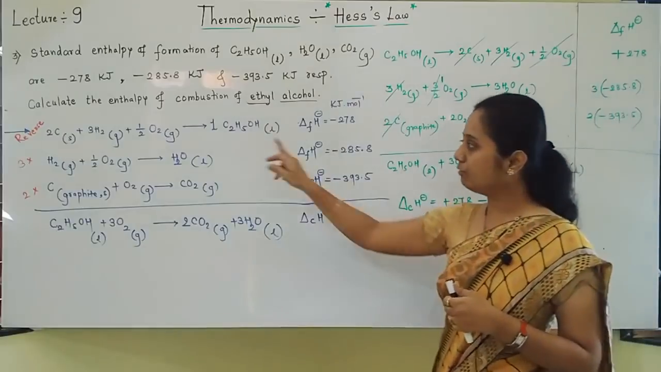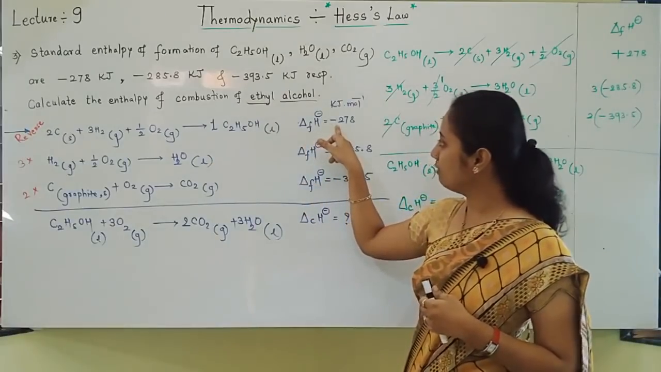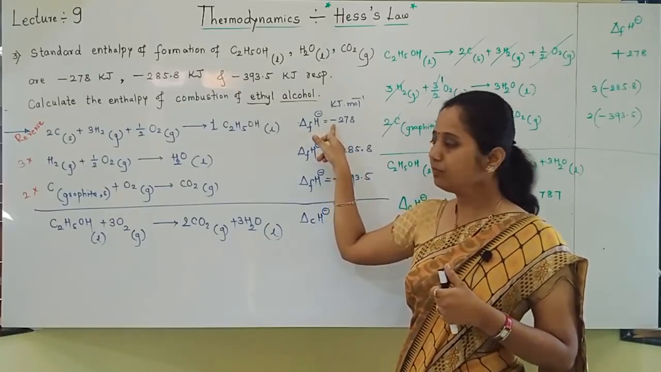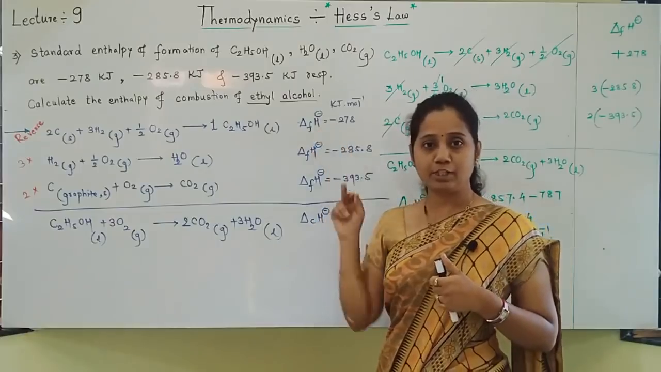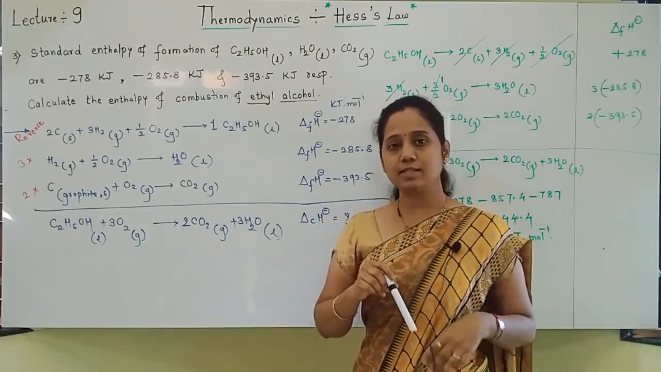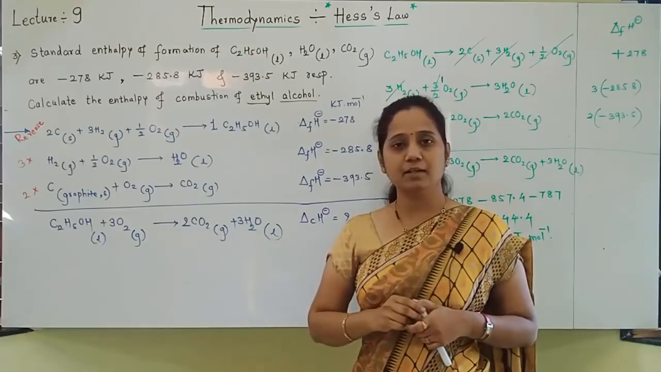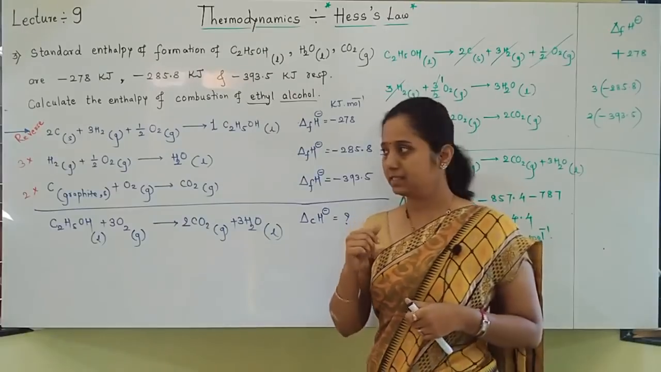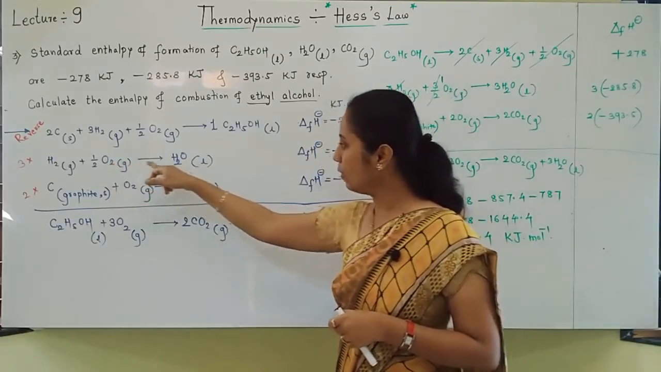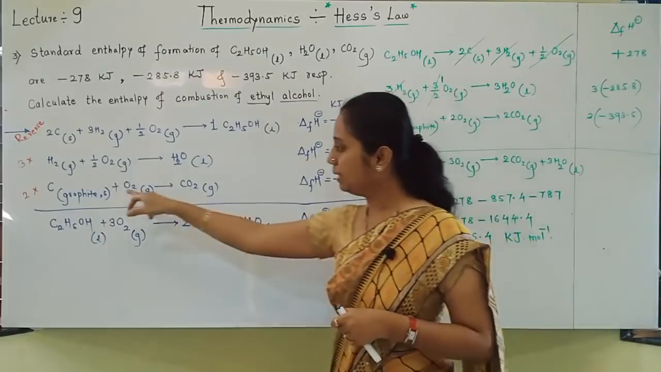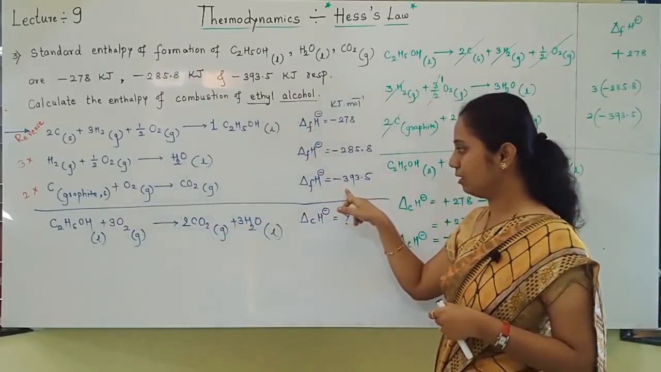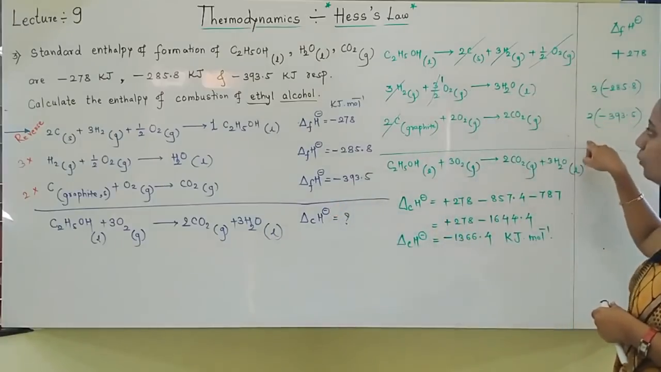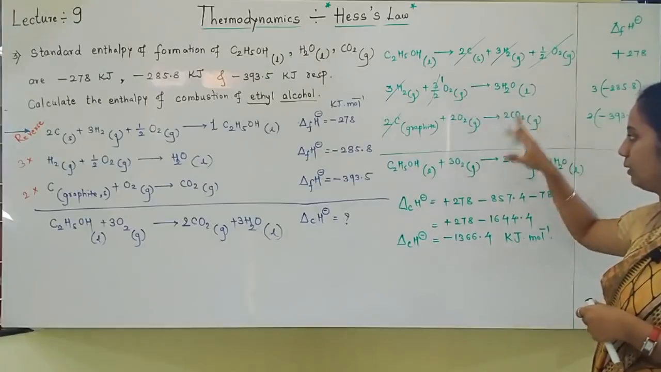When we are reversing this equation, you should reverse its sign also. It is minus, it should become plus. This is according to the Lavoisier and Laplace law. The law states that whenever a thermochemical equation is reversed, its value changes its sign. Next, multiply the equation along with its value by 3. Multiply the equation along with its value by 2. So I multiplied.